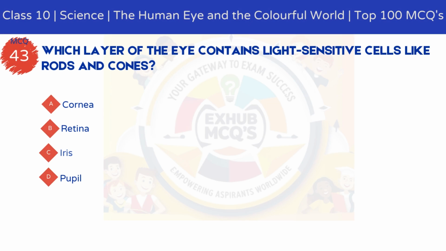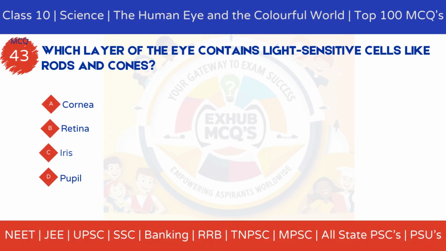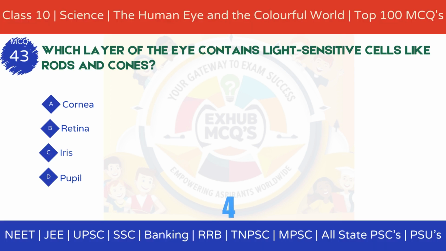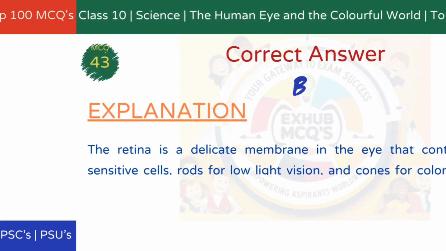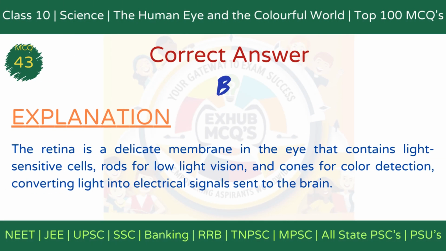MCQ 43. Which layer of the eye contains light-sensitive cells like rods and cones? Option A, cornea. Option B, retina. Option C, iris. Option D, pupil. The correct answer is option B, retina.